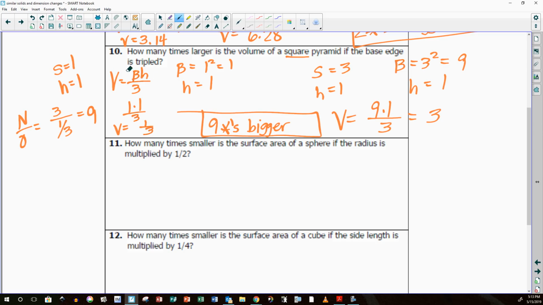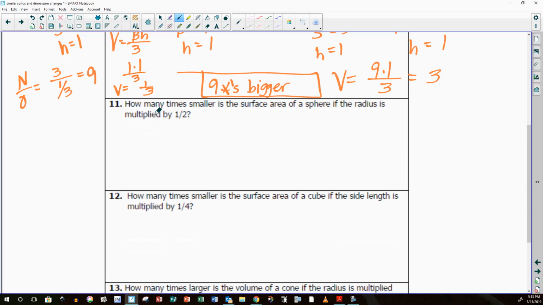So figure out the formula you're going to use and plug in super simple numbers. How many times smaller is the surface area of a sphere if the radius is multiplied by a half? So we know that surface area of a sphere is 4 pi r squared, and we are almost done, so please bear with me. I know 30 minutes is a long time.